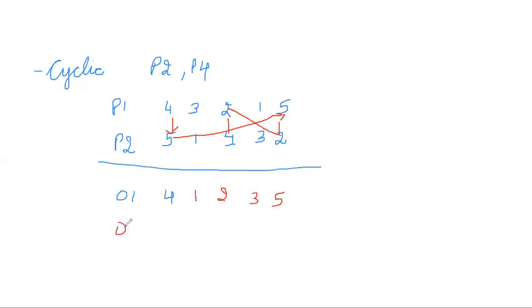Similarly for O2 it would be 5, 3 and this would be fixed. So this is how the cyclic crossover is going to take place.